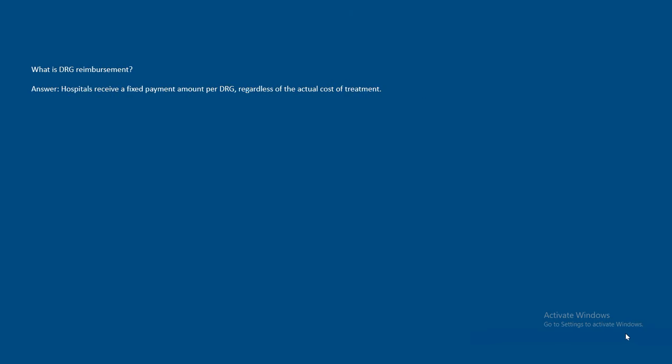Next, what is DRG reimbursement? As we have discussed previously, hospitals will receive a fixed payment amount per DRG, regardless of the actual cost of treatment. Next, what is the difference between APC and DRG? DRG is used for inpatient services, APC is used for outpatient services. So basically, DRG is used for inpatient, APC is used for outpatient.